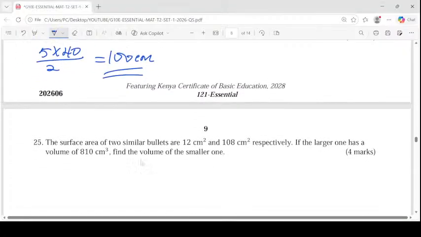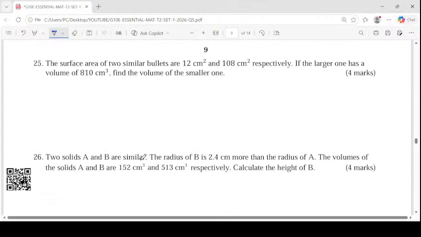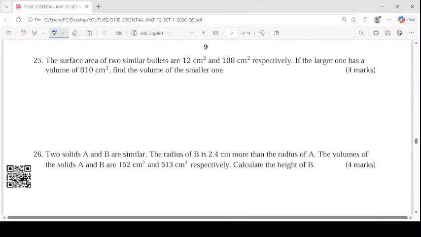Let's make progress to question number 25.